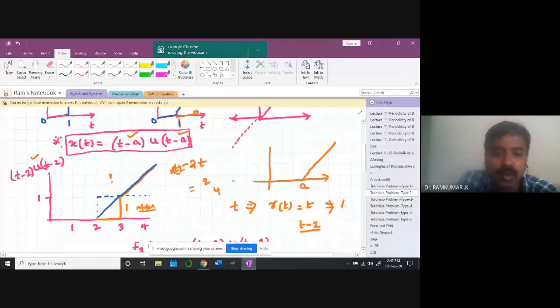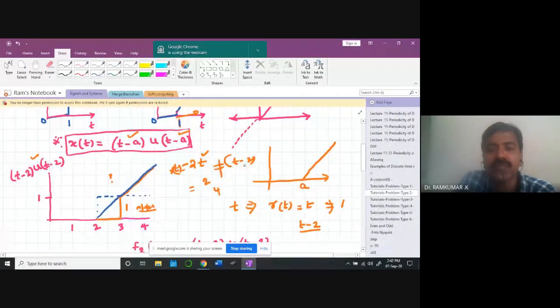So 2t is different from t minus 2. Remember that, these two are different. T minus 2 is a time shift. 2t is different, more like scaling it.